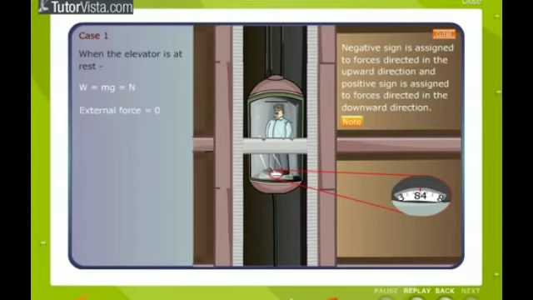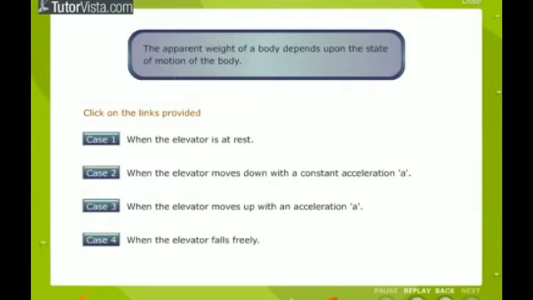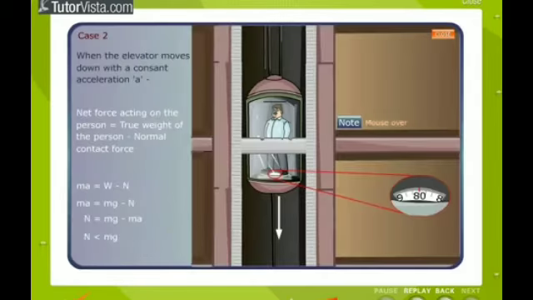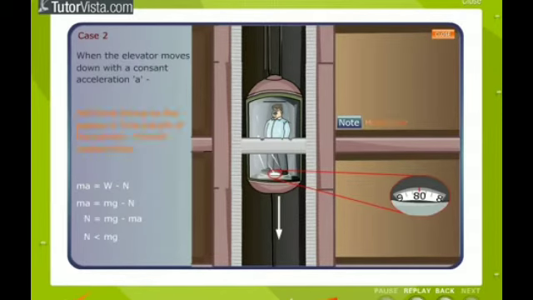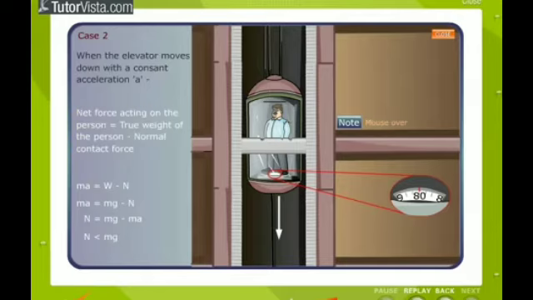First option, when the elevator is at rest, the acceleration of the man is 0. Hence, the net force acting on the man is 0. Applying Newton's second law on the man, F_g plus N is equal to 0. So, minus mg plus N is equal to 0. Comparing the components, N minus mg is equal to 0. So, N is equal to mg. Hence, the apparent weight of the man is equal to his actual weight.